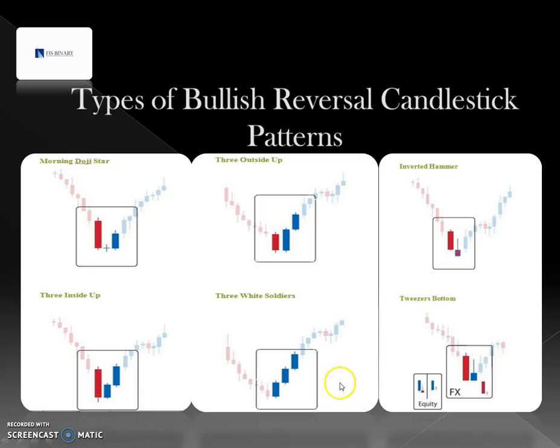Now the next thing we're going to be discussing is the types of bullish reversal candlestick patterns. A bullish reversal candlestick pattern implies that an existing downward trend is about to reverse and an upward trend is about to begin. The patterns you see on your screen right now, which are the morning doji star, the three outside up, the inverted hammer, the three inside down, the three white soldiers, and the tweezers bottom, are just a few of the numerous bullish reversal patterns out there.